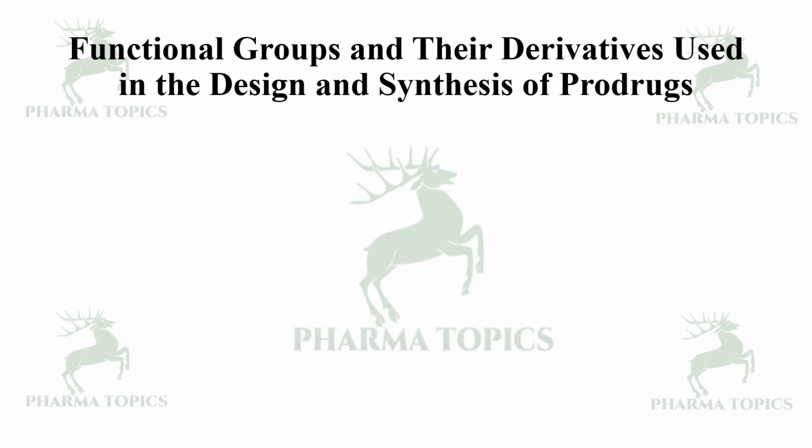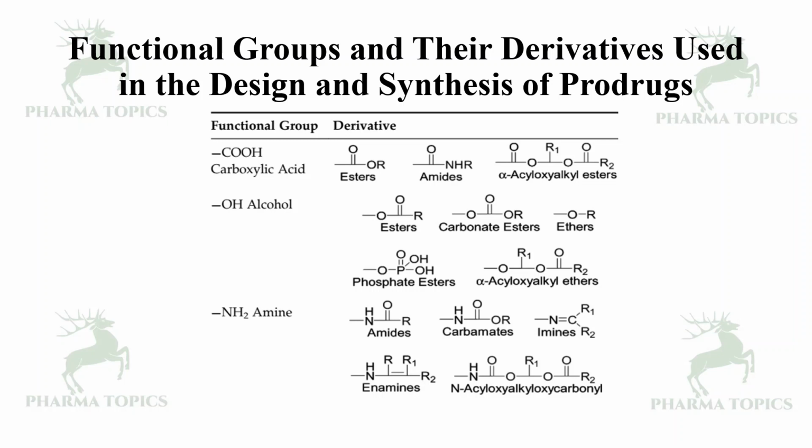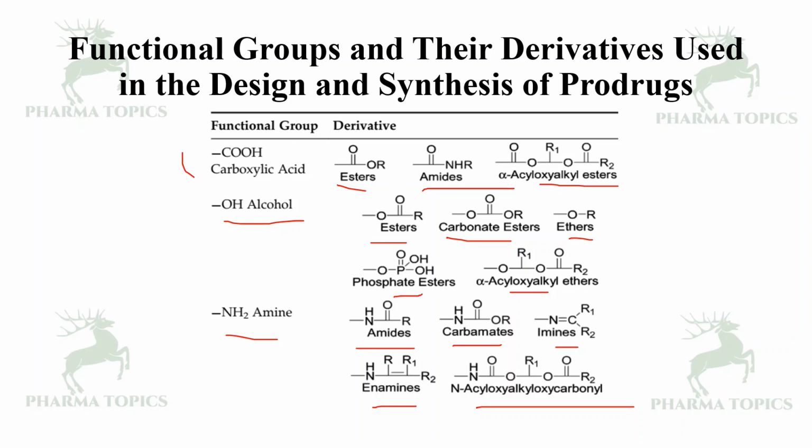Let us see the functional groups and the derivatives used in the design and synthesis of prodrugs. So you can see from this table, for carboxyl groups, you can use esters, amides, and alpha acyloxy esters. For OH group, you can use esters, carbonate esters, ethers, phosphate esters, and alpha acyloxy alkyl ethers. For amine groups, you can use amides, carbamates, imines, enamines, and N-acyloxy alkoxyl carbonyl groups.